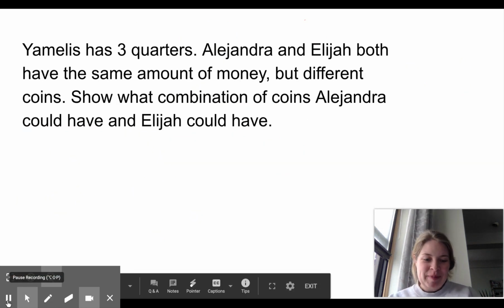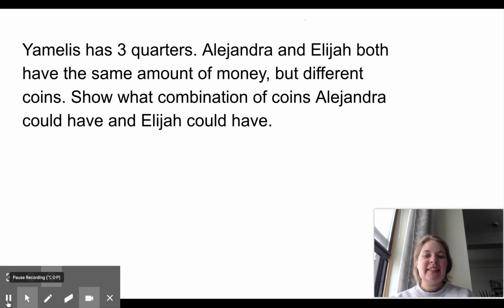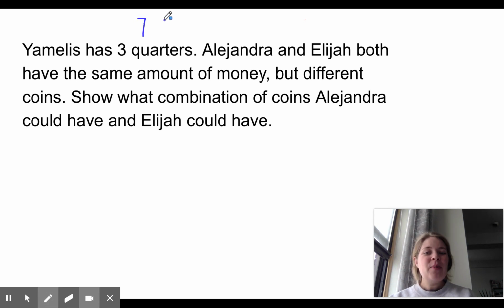Let's try another problem. Yamalise has 3 quarters. We just did this. How much is 3 quarters? 3 quarters is 75 cents. We don't even need to do the math for that because we can skip count it.